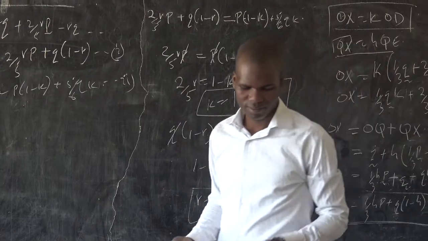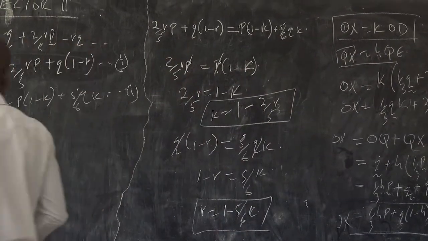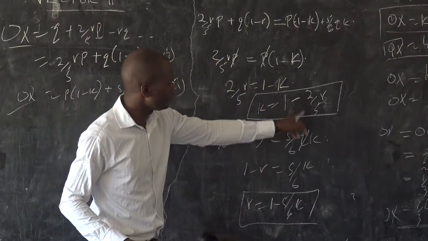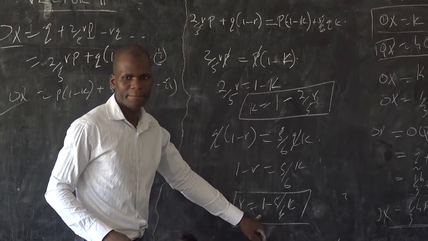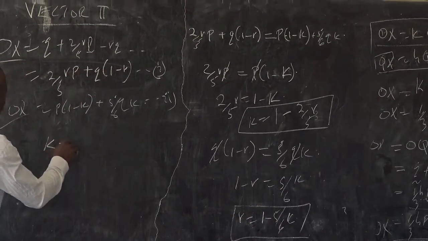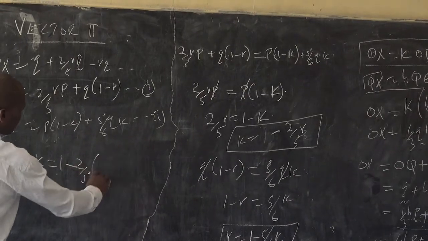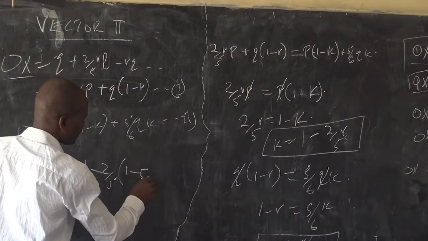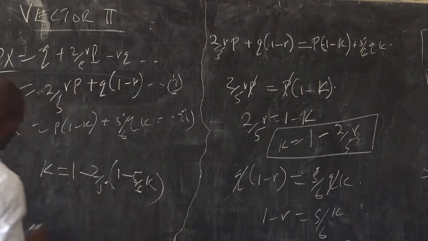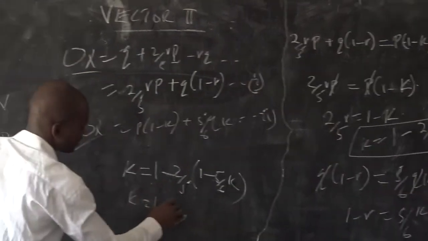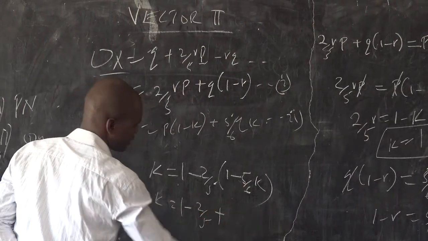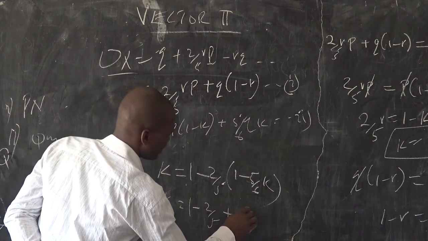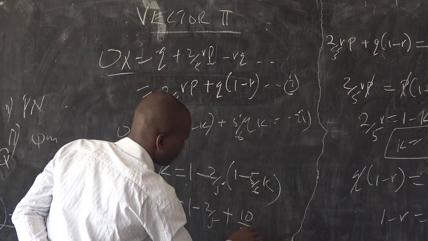Can we now solve through elimination or substitution? You can take the first expression with substitution. So K equals 1 minus 2 over 5 times R. What is the value of R? 1 minus 5 over 6 K. So K equals 1 minus 2 over 5 times 1 minus 5 over 6 K, which gives minus times minus plus 10 over 30 K.